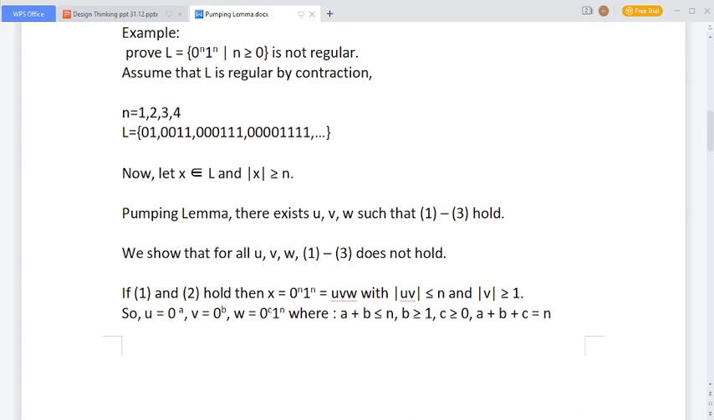If C is equal to 0, what will happen? The x value will change: 0 power A, 0 power B and 1 power n. Basically A plus B plus C equals n, not A plus B alone equals n. So if you make this part 0, it is not satisfying the condition.